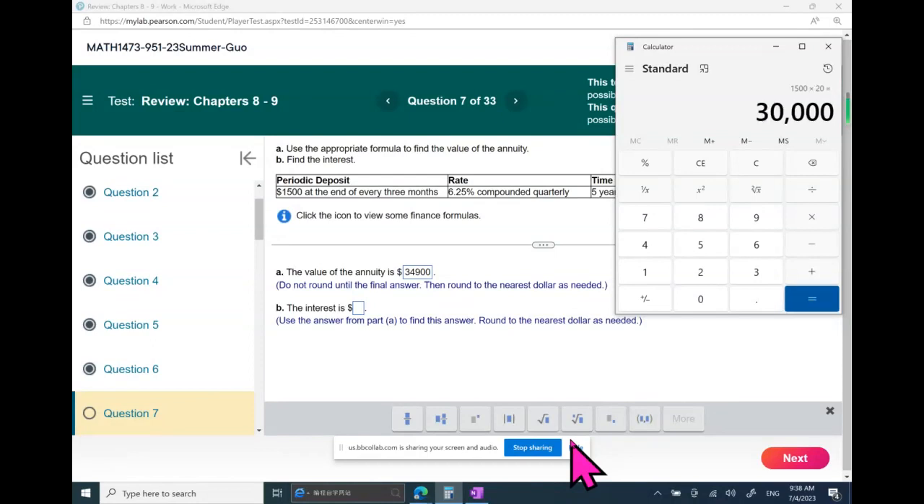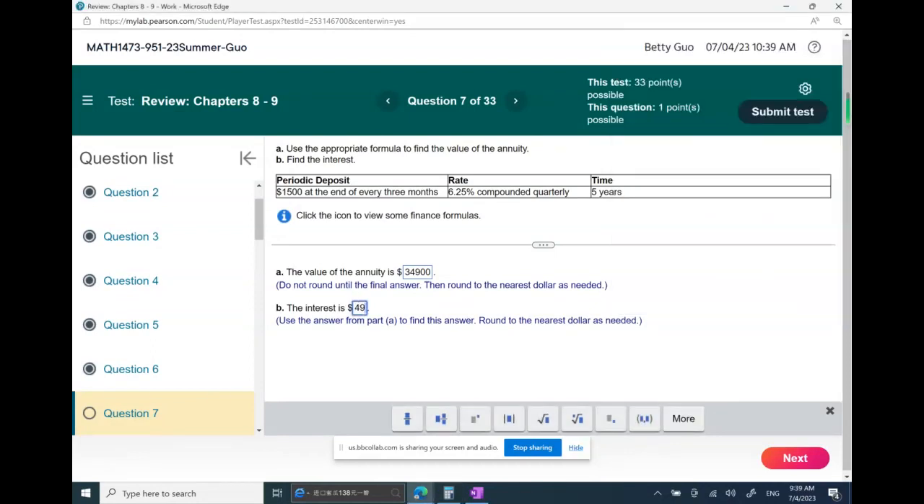That's how much money you contribute to the account, the annuity. But in 5 years you will harvest $34,900, right? And the difference will be the interest. So we subtract 34,900, and the difference is going to be $4,900. Does that make sense?